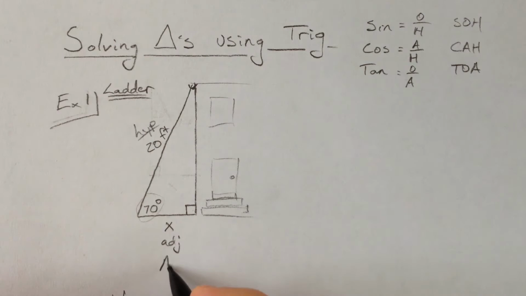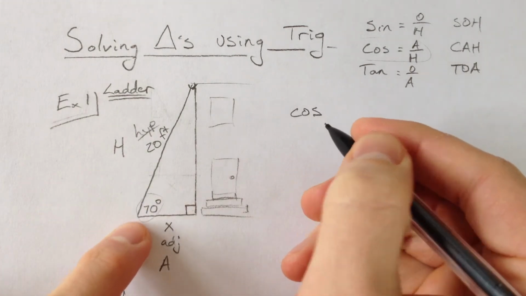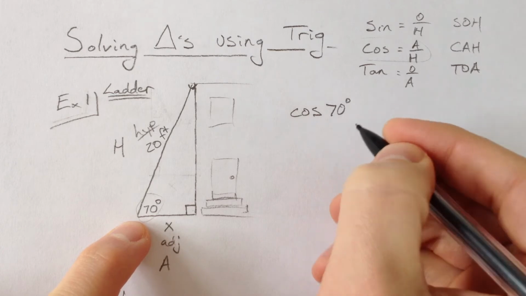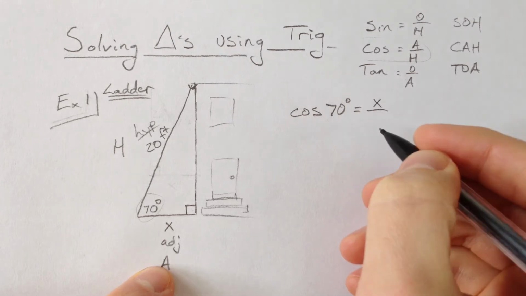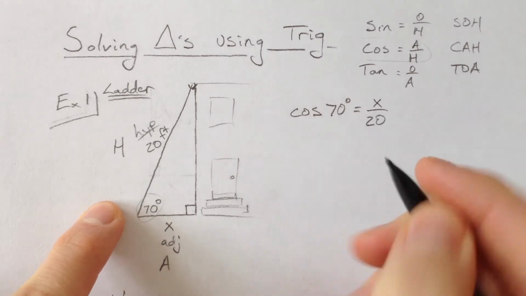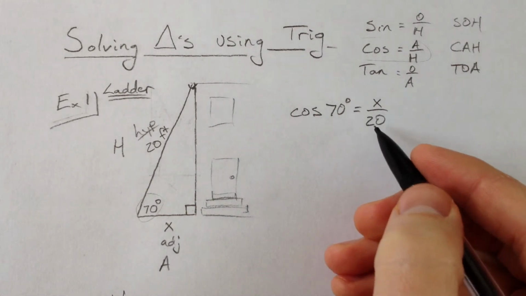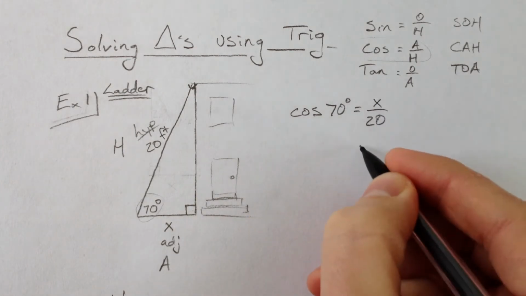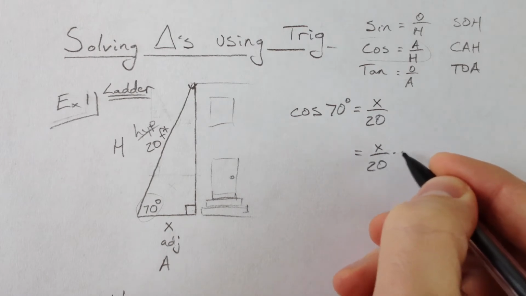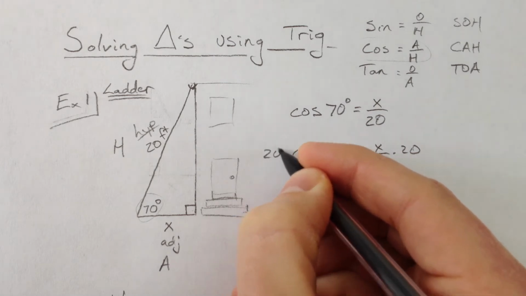And so we have the A and the H, and for the A and the H we use cosine. So I'm going to say cosine of this 70-degree angle is the ratio of the adjacent to the hypotenuse, which is 20. And we set up this equation. Now, to solve this equation, we want to get x by itself. So I'm going to multiply by the 20 to cancel out the divided by 20. And so cosine of 70 gets multiplied by 20.